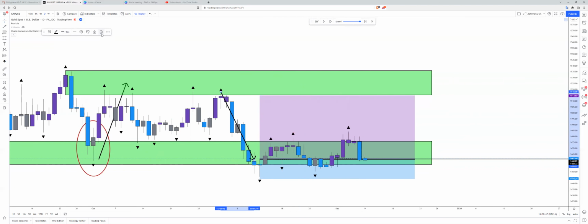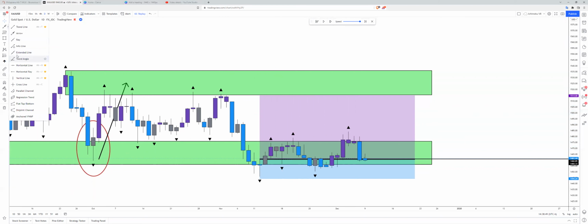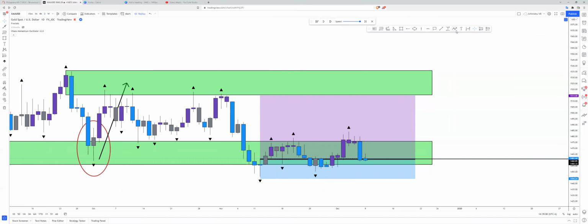Oops, I don't like that tool. Let me move that tool. Where's that tool? Oh man, they changed the tool so much on this thing. Okay, well, let me just show you this. Here it is right here.